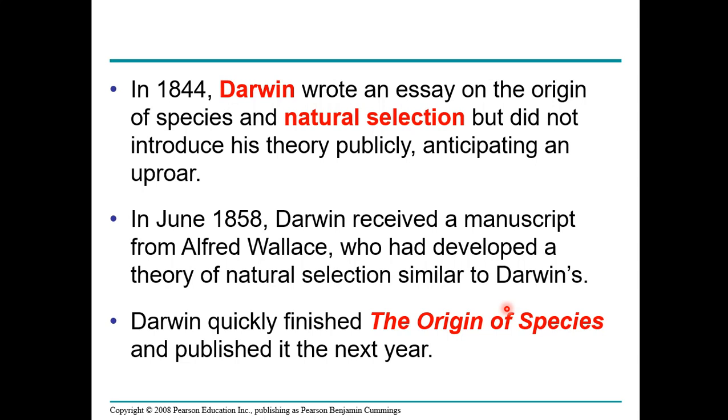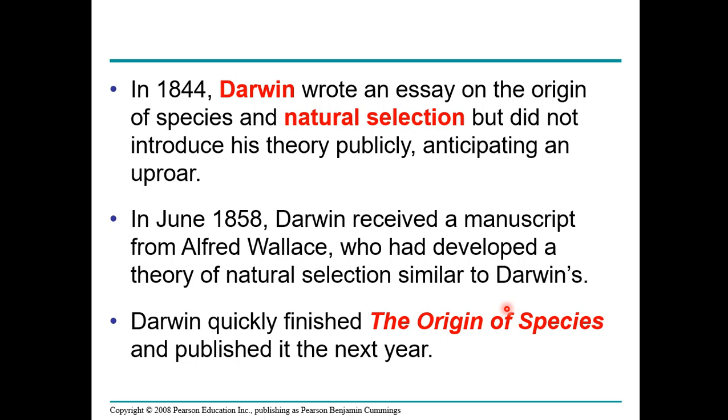So you can observe, in 1844, before The Origin of Species was published, Darwin wrote an essay on the origin of species and natural selection, but did not introduce his theory publicly. Parang sinarili lang muna niya. Whenever he would publish a new theory, during that time, you will be against the religion. So in-anticipate niya yung uproar, kaya hindi siya nag-publish noon.